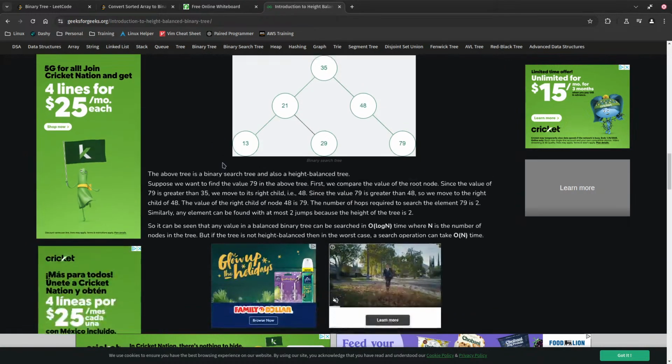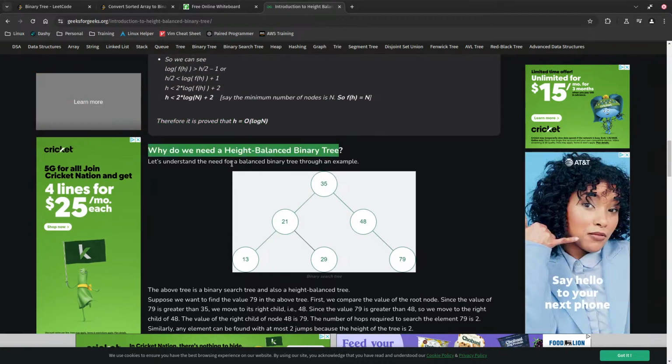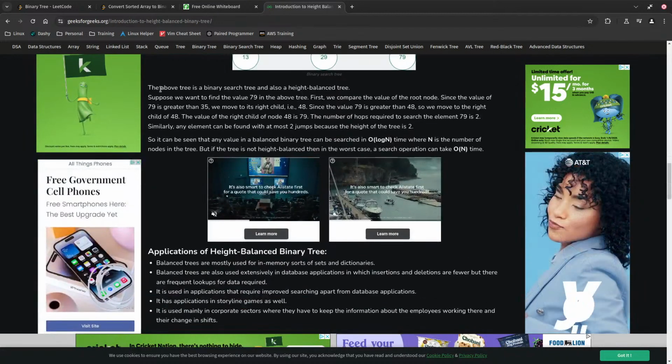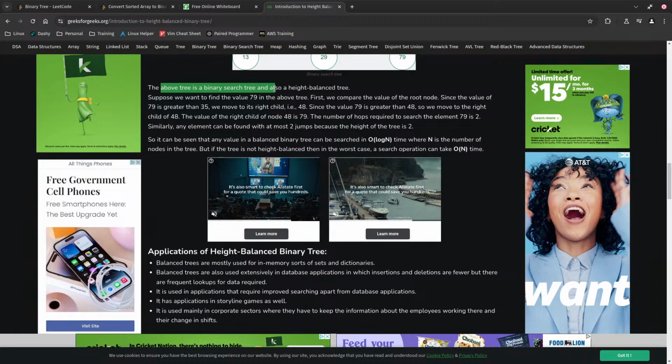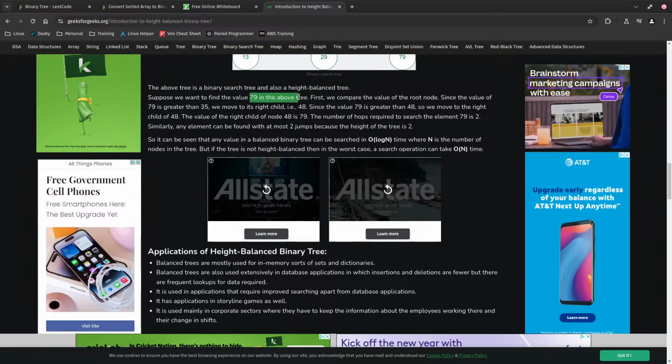Why do we need the height balanced binary tree? Let's understand the need for the height balanced binary tree through examples. The above tree is a binary tree that is also height balanced. Suppose we want to find the value 79 in the above tree.